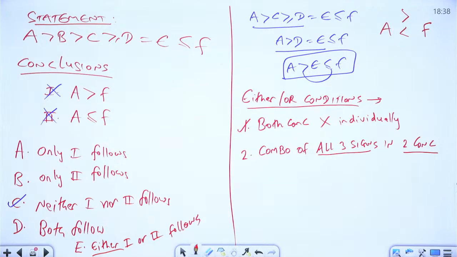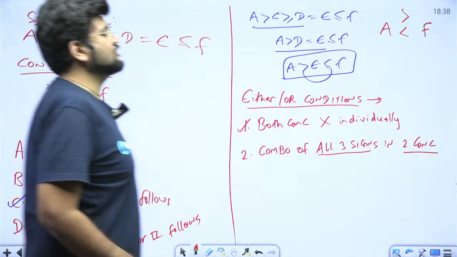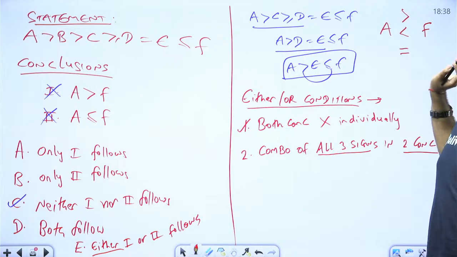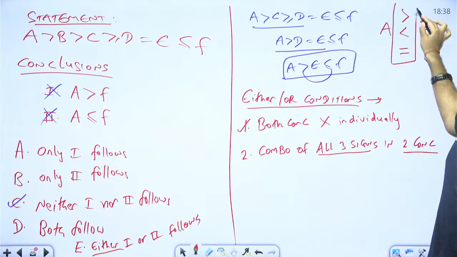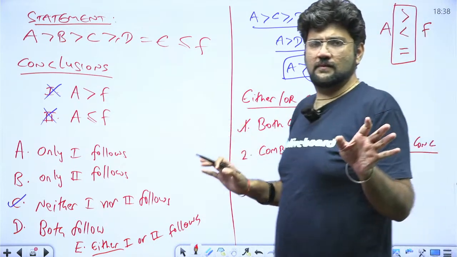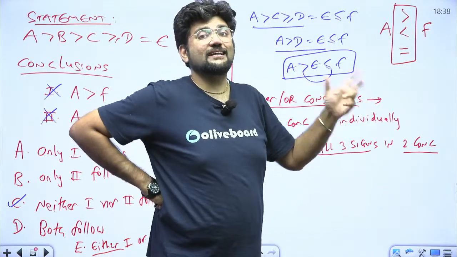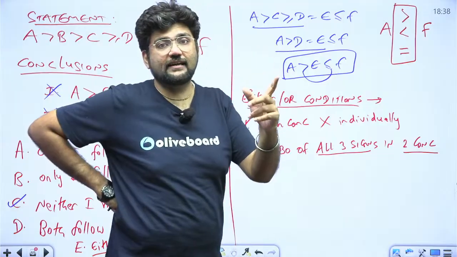Good job, guys. So the third category is also equal to. So I can say either A is greater than F, or A is less than F, or A is equal to F. Correct? These are the three possibilities. That's it. Nothing else apart from this. A lot of people will say, why not greater than equal to? Guys, that is not a definite conclusion. That is not a definite case.